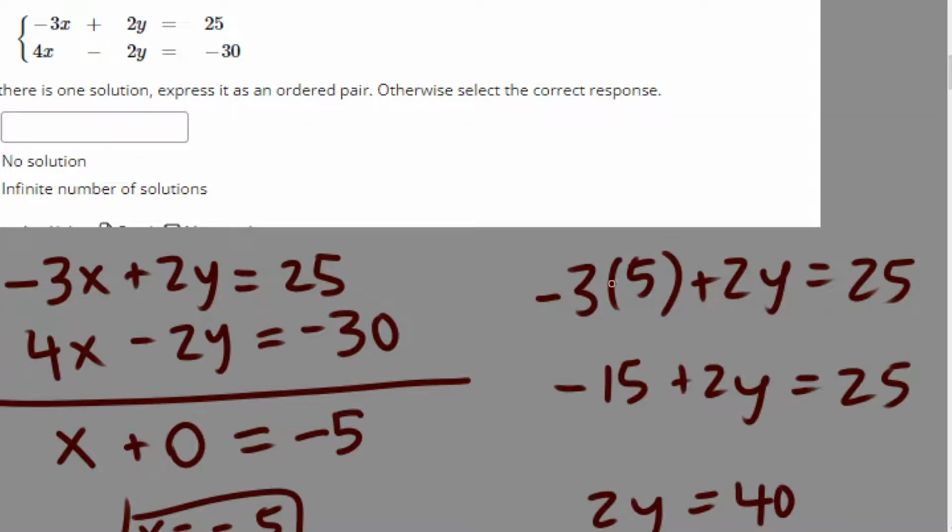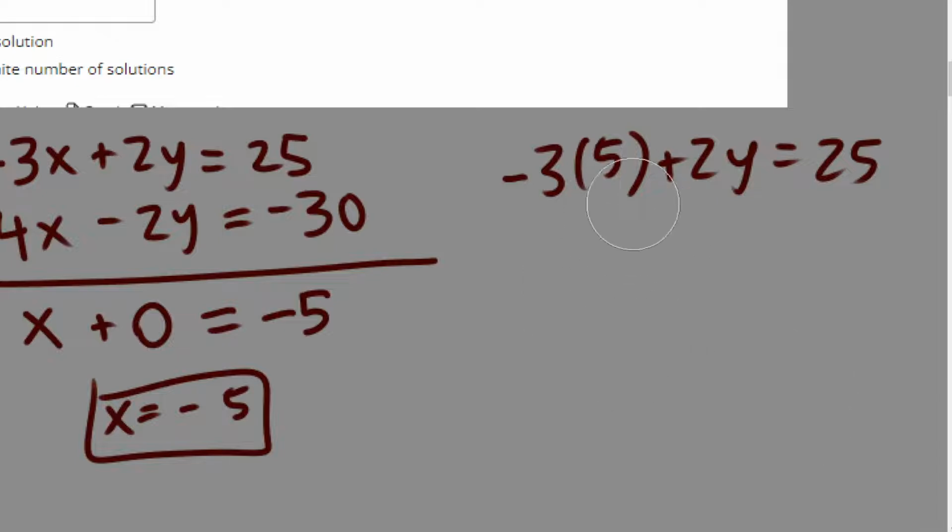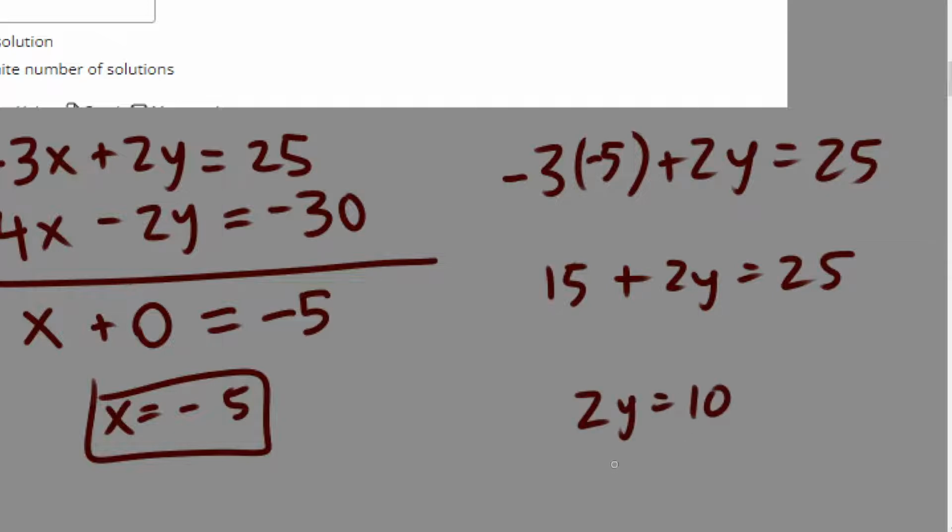Real quick, I found a mistake. When I was plugging the x back in, I did negative 3 times positive 5 when it should have been negative 3 times negative 5. So then I should have gotten 15 plus 2y equals 25. And then I would subtract 15 from both sides, which would have gotten me 2y is equal to 10, which gets me y equals 5.